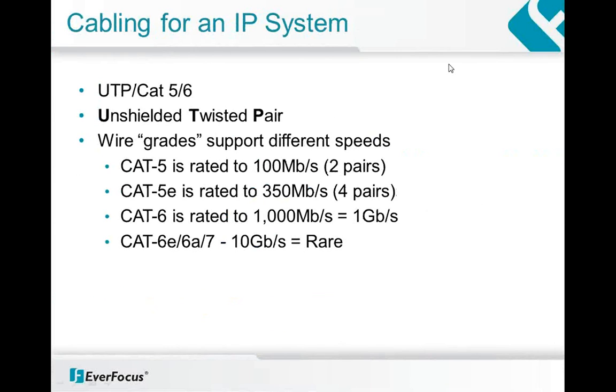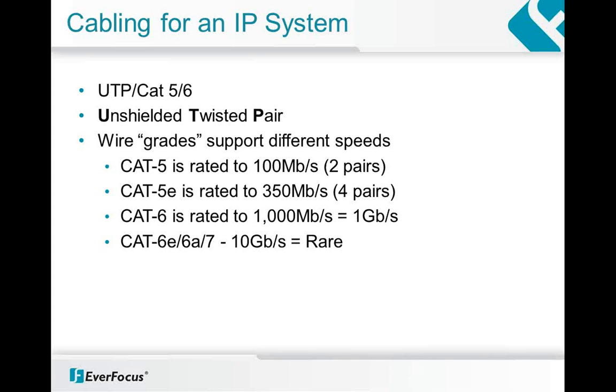Cabling for an IP system. UTP, otherwise known as unshielded twisted pair, Cat5 or Cat6. The wire grades support different speeds. So Cat5, your standard Cat5, is rated at 100 megabits per second.